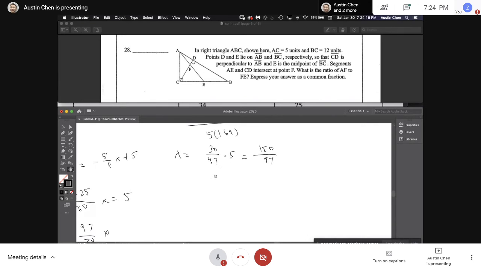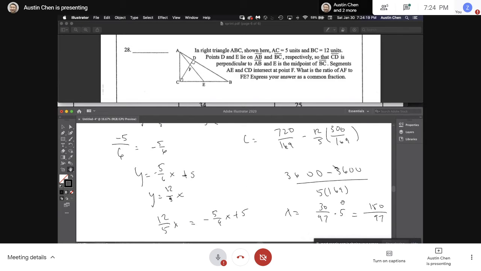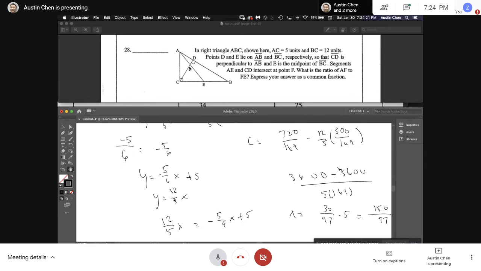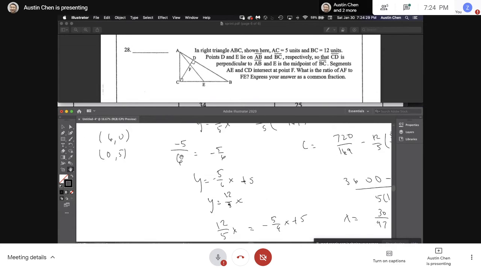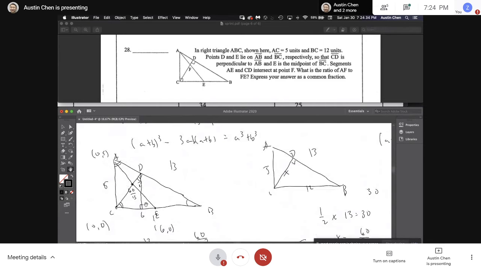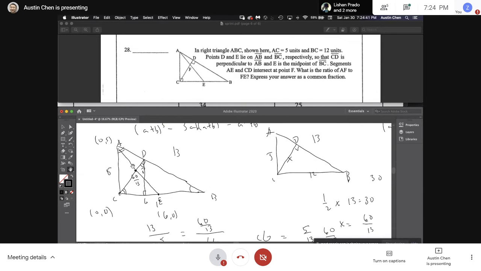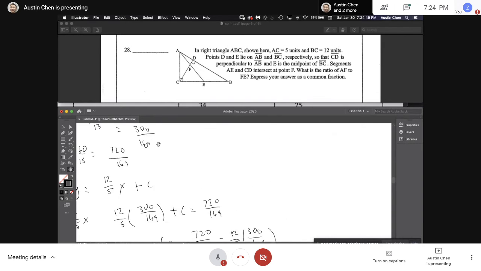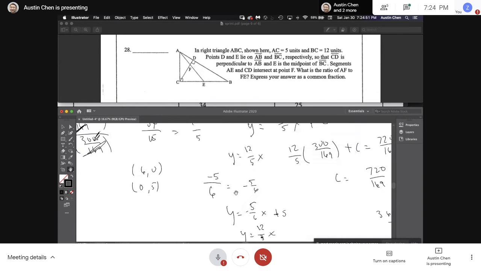And to find the ratio, we can just use this x value over the x distance of FE, right? Because the ratio of their x distances is going to be the same as the ratio of their line segment lengths. So we know that CF here is what we just got, which is what, 150 over 97.